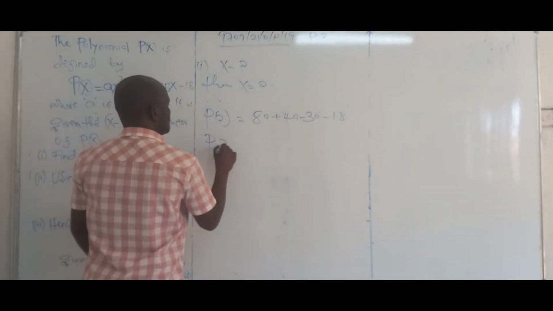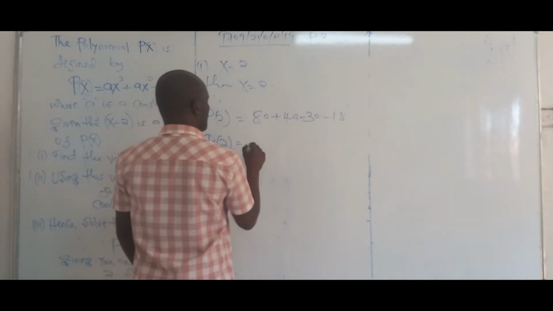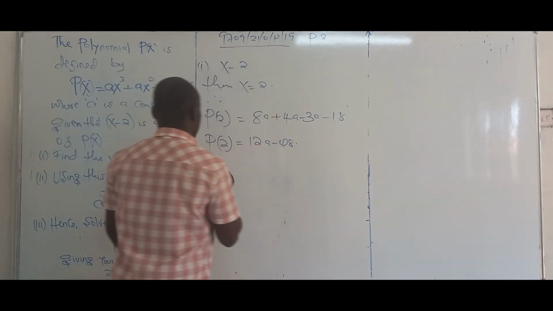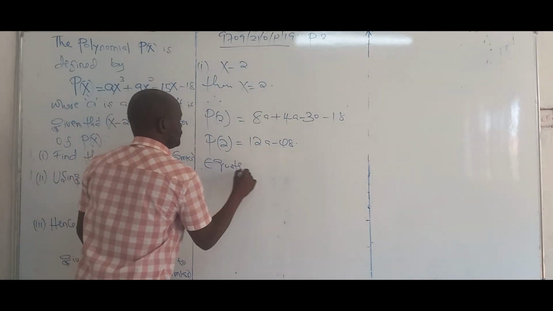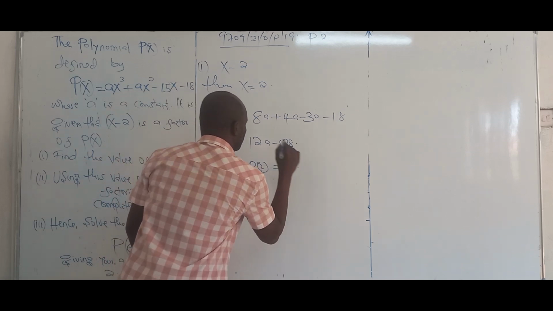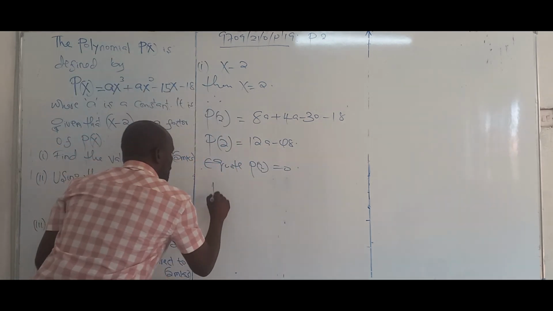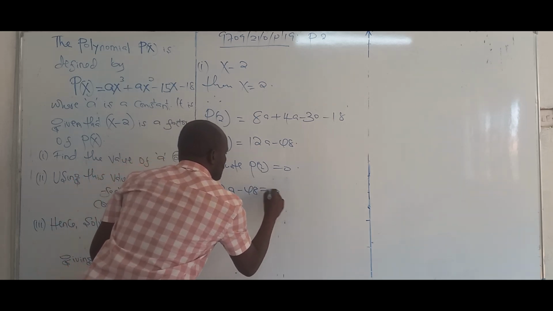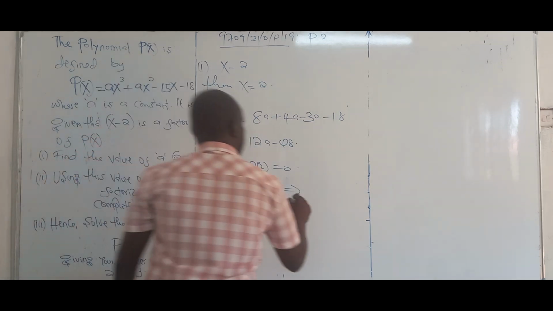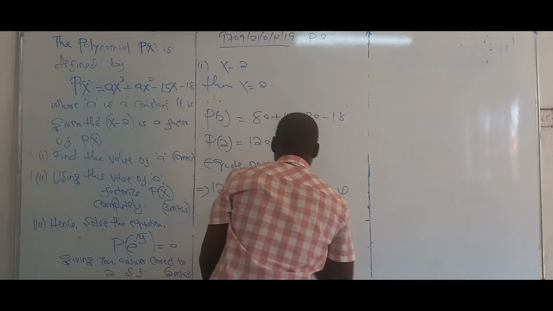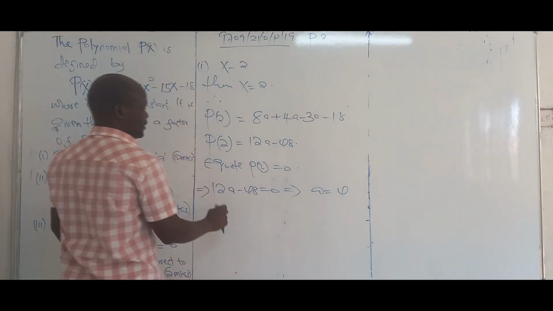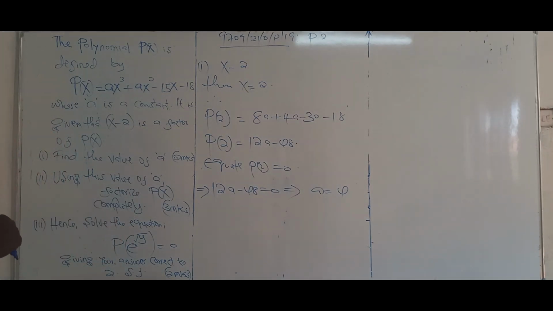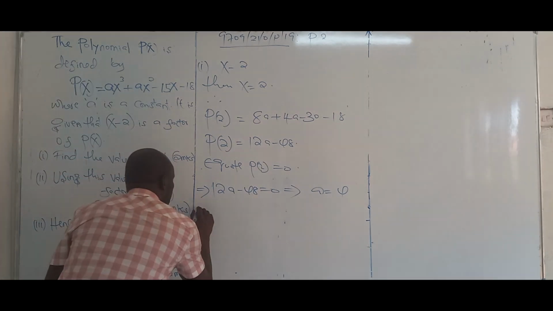So that implies that p(2) is equal to 12a - 48. Equate p(2) to 0. That gives us 12a - 48 = 0, implying that a is 4, because you take this to the other side, then get the value of a. So a is 4. That's 2 marks for part 1.